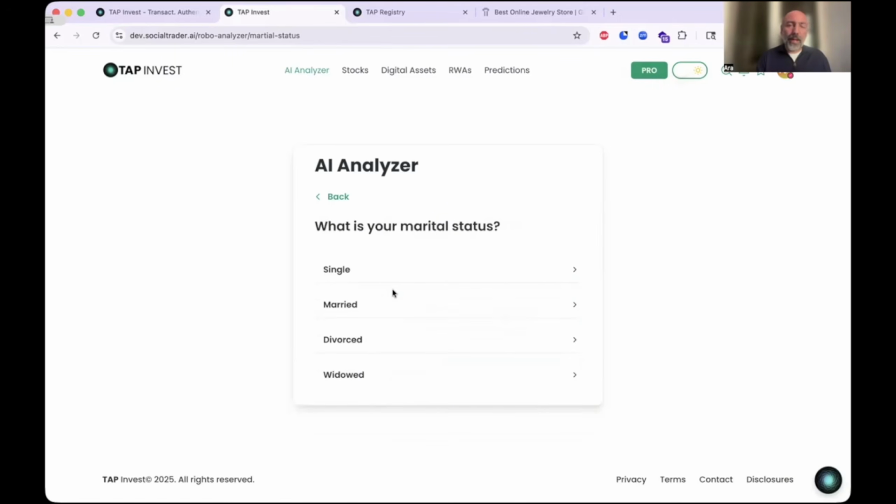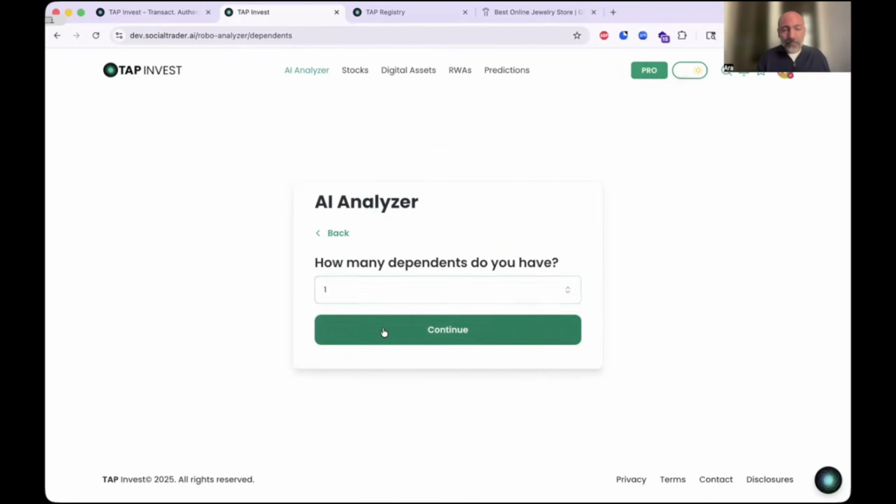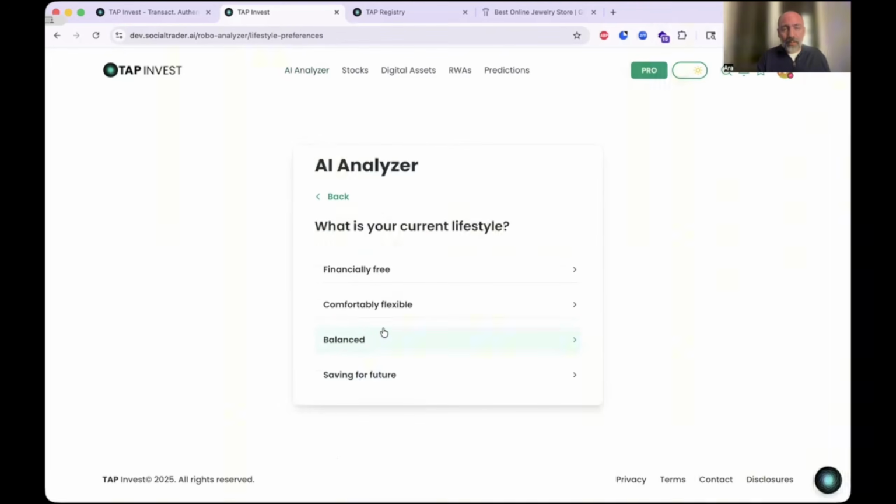Now, as we go to analyze how much money you should be saving and additional savings and things of that nature, it's important to know your marital status. In this case, I'll say that I'm single. Your employment status, so I'll say I'm employed. How many dependents do you have? I'll say I have one dependent. And the dependents are important to help build your savings and how much money you should have in your savings.